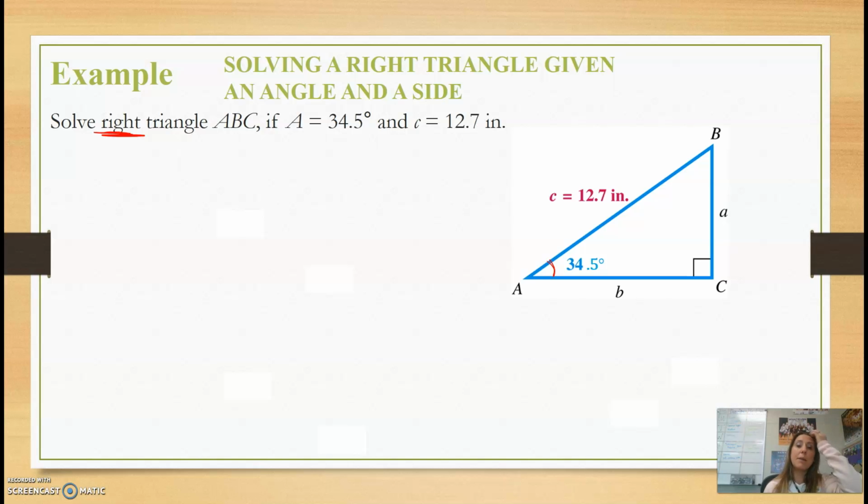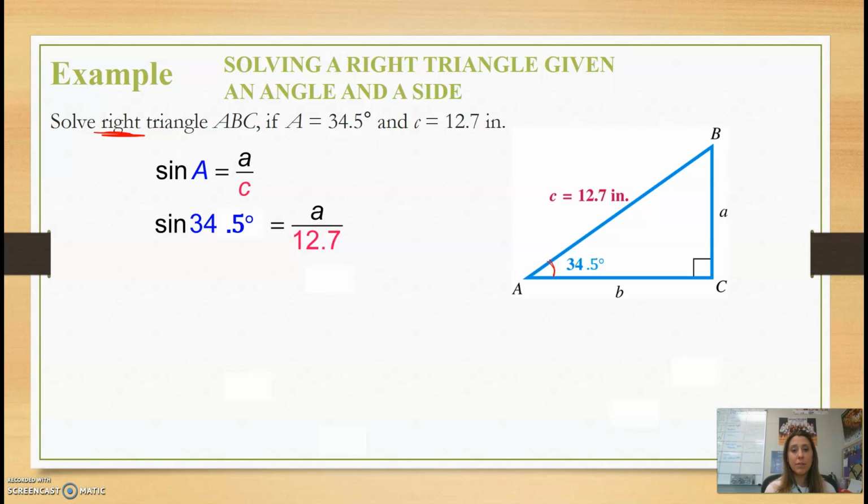So what I'm going to do is use sine. The reason I'm going to use sine is because sine is the first one that comes up, but it also has the hypotenuse in it. It's opposite over hypotenuse. So I'm going to use the sine of A is equal to my opposite over hypotenuse. But I actually know what A is, and I know what my hypotenuse is, so I'm going to plug those two things in.